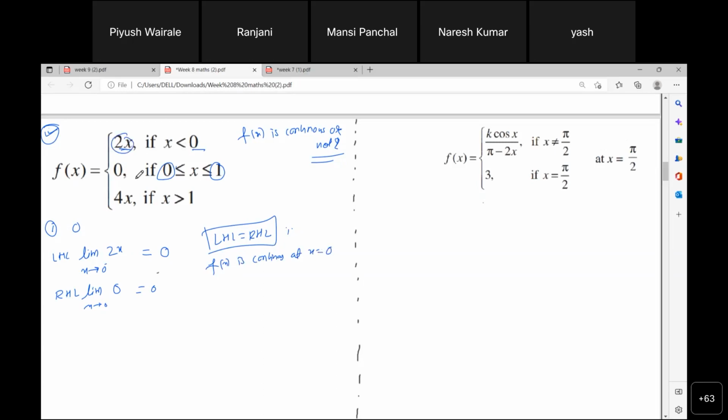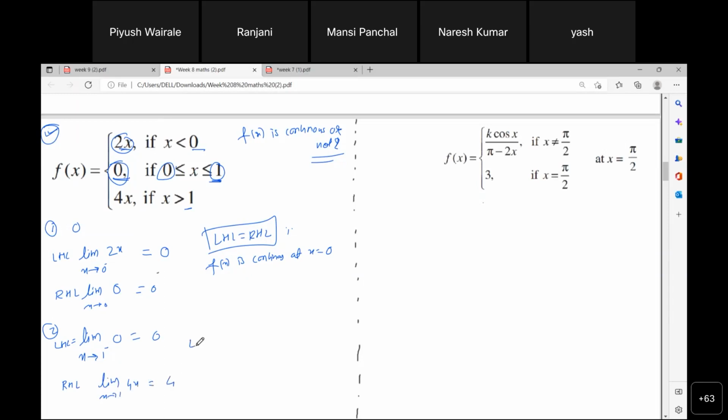If it is between 0 to 1, it is also continuous. It is 0. Now I have to check at this particular point. It is 1. So now let us check for 1. Now limit x tends to 1. So I'm going from the left hand side. Okay, so left hand limit, it will be 0 only, right? So it is 0. Now let us go from right hand side. Right hand limit x tends to 1, 4 of x. So answer will be 4, right?